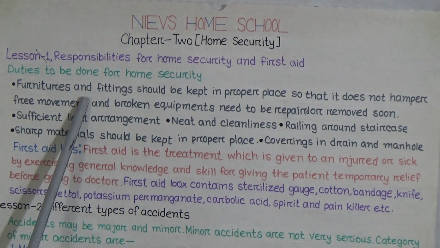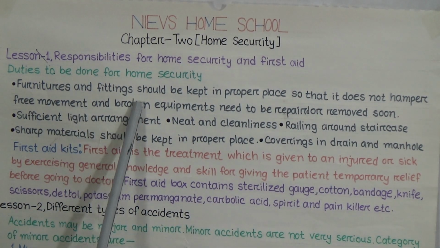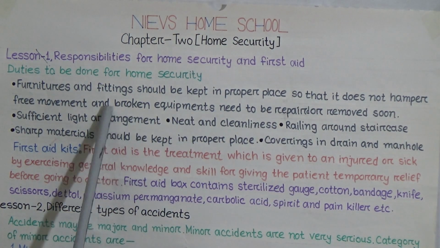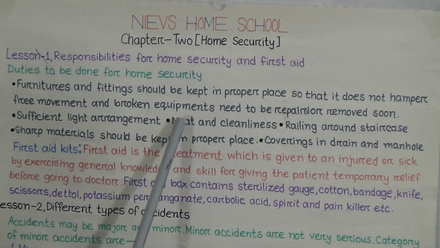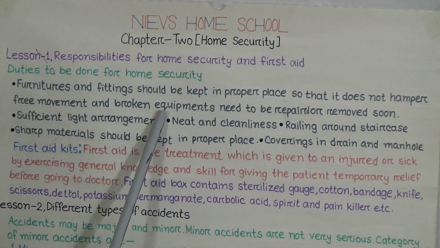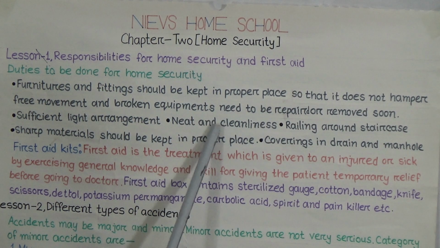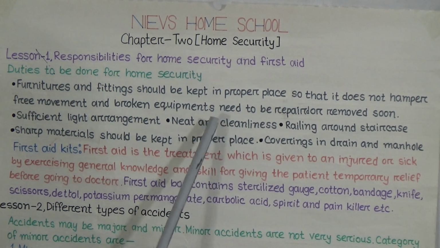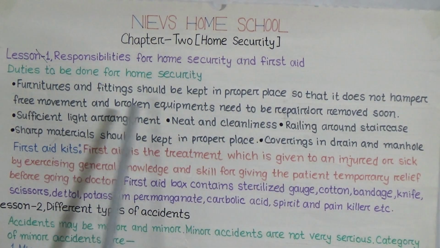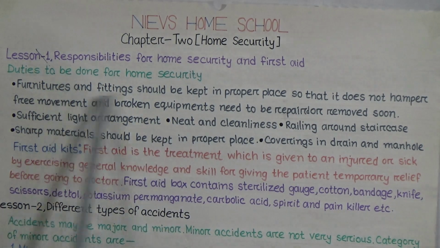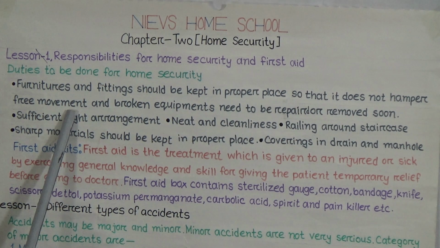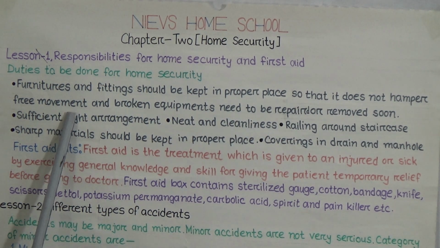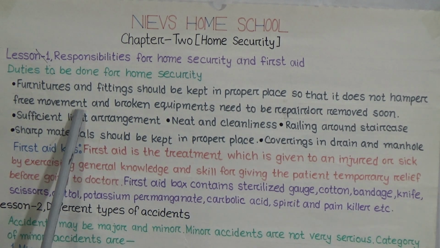So if we find any furniture or fitting broken or hampered in our home, we have to keep them or replace them in a safe place, and broken equipment need to be repaired as soon as possible, or we have to remove it. If we block the spaces, our family members cannot move from one place to another, basically the old person and children.